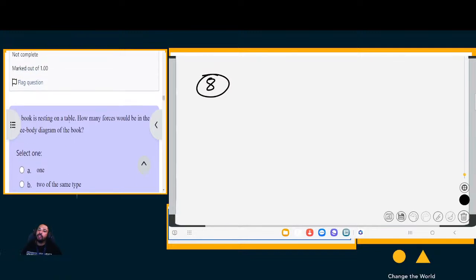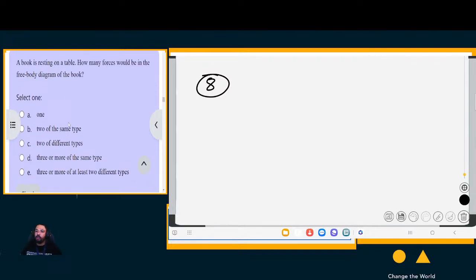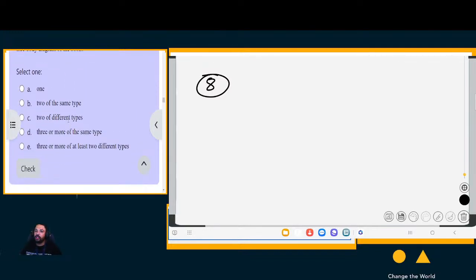Okay, so question number 8. You need to just focus on the questions. A book is resting on a table. This one I'm going to let you do. How many forces would be in the free body diagram of the book?